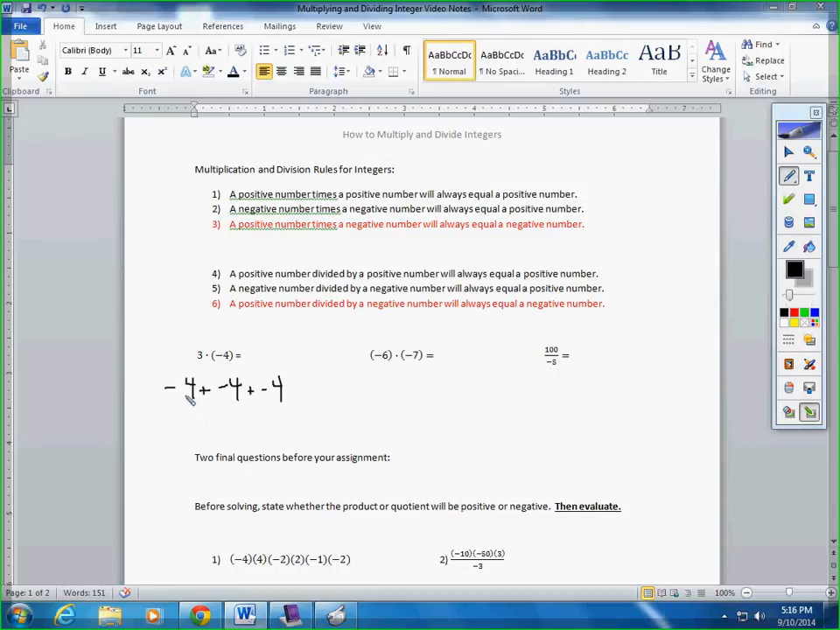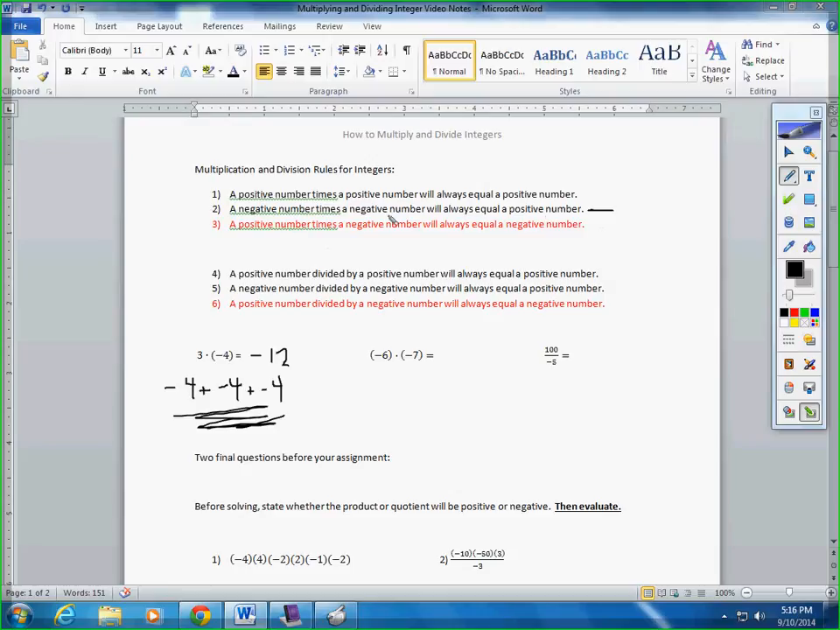And folks, we know negative 4 plus negative 4 is negative 8. And then if you add another negative 4 on, you get a negative 12. Look at that. It's negative. If you had just listened to me and used your second multiplication rule right here, you could have said, well, I know what 3 times 4 is. It's 12. But since one of my numbers is negative, my answer's got to be negative 12. Do you see how that saves time so that you don't have to write this kind of stuff out all the time?